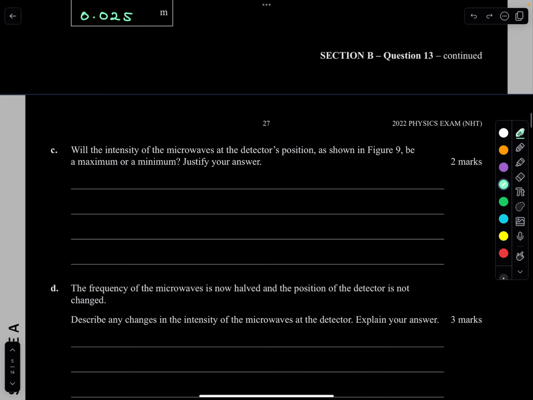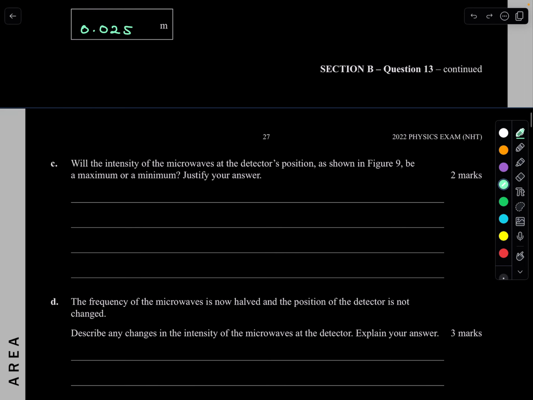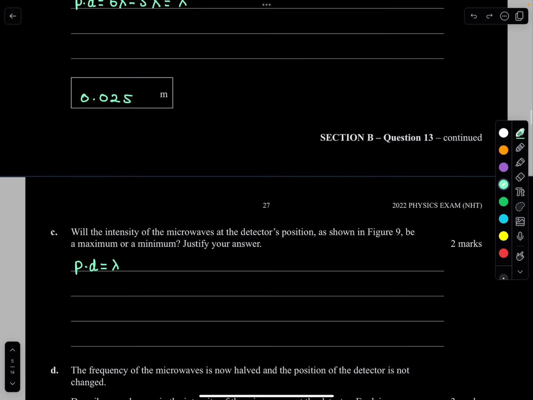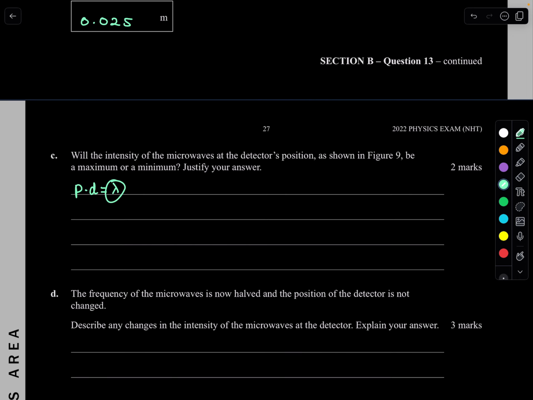That looks good. Will the intensity of the microwaves at the detector position, as shown in figure 9, be a maximum or a minimum? What it means by maximum is that there is constructive interference there, or is there destructive interference, which means that it's a minimum? That's easy to answer because we just calculated the path difference, which was lambda at this detector. Because we know that the path difference is an integer value of the wavelength, this means that constructive interference has happened, and so it has to be a maximum.